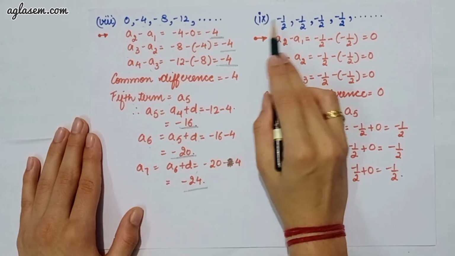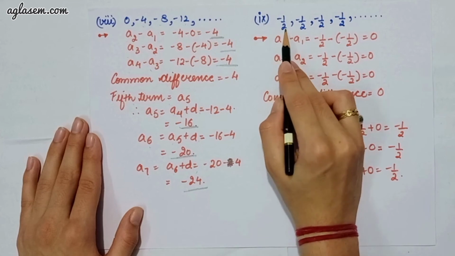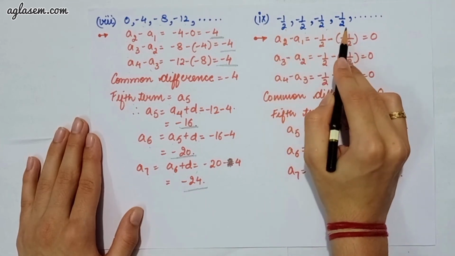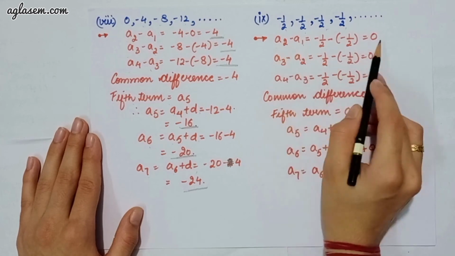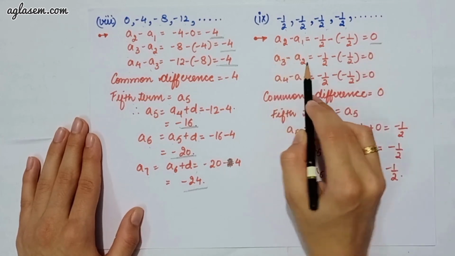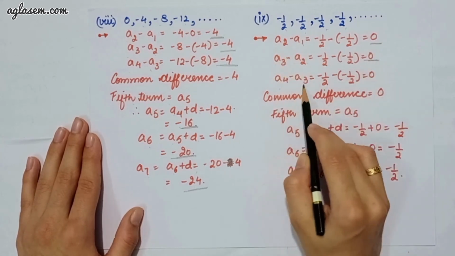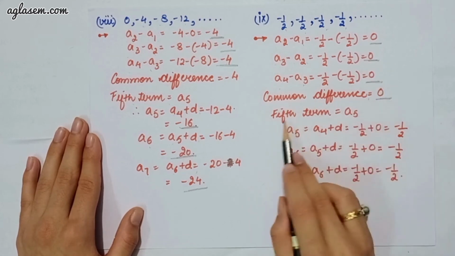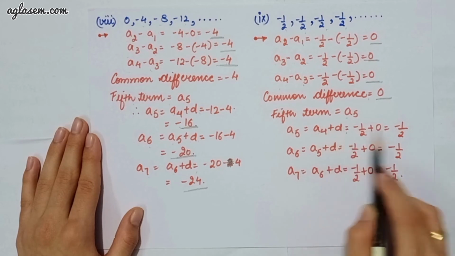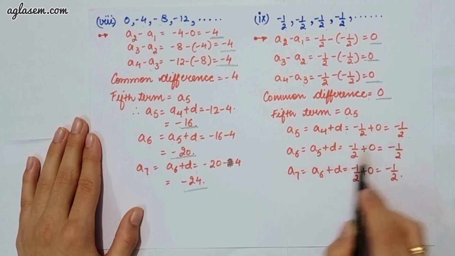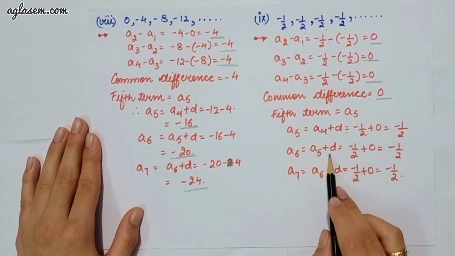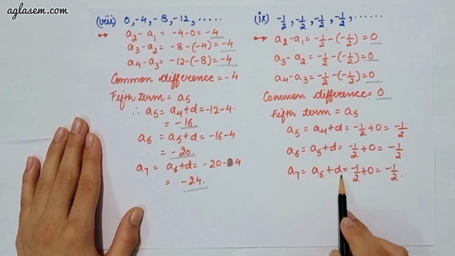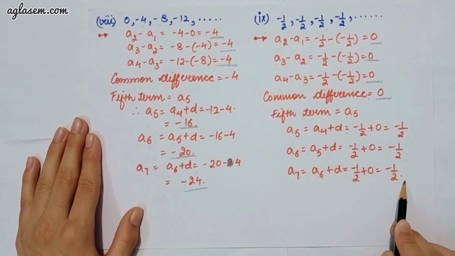9th part says 1 upon 2, minus 1 upon 2, minus 1 upon 2 and minus 1 upon 2. So again A2 minus A1 that is 0, A3 minus A2 again 0, A4 minus A3 again 0. So common difference is same, that is 0. So 5th term will be A4 plus D that is minus 1 by 2. 6th term will be A5 plus D that is minus 1 by 2. 7th term will be A6 plus D that is minus 1 by 2.